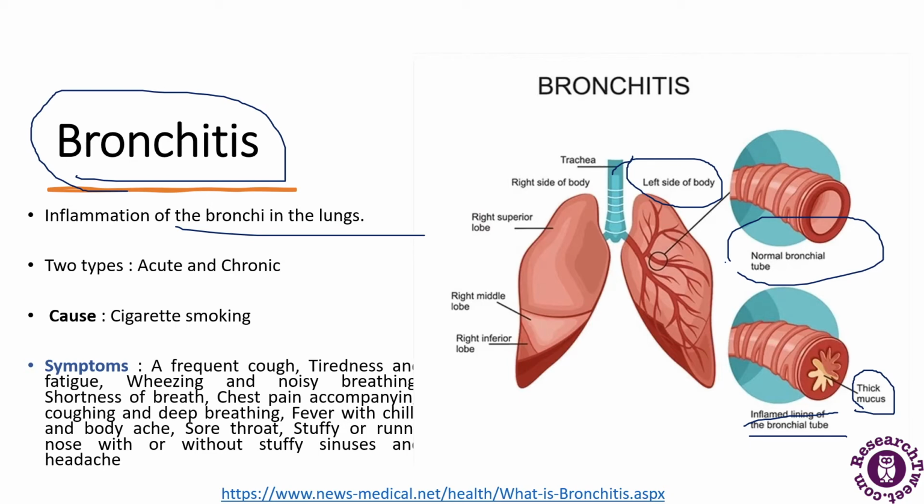It is basically of two types. What are the two types? The two types are acute bronchitis and chronic bronchitis. Acute bronchitis is also known as the chest cold, and it has a cough that lasts around 3 weeks. So acute lasts for a very short term. It is a short-term inflammation of the bronchi of the lungs.